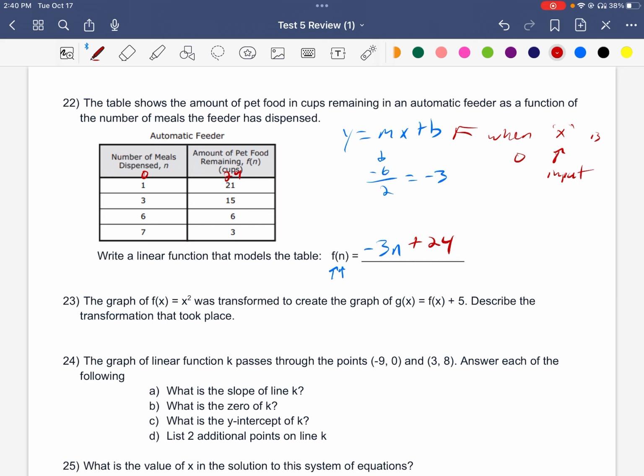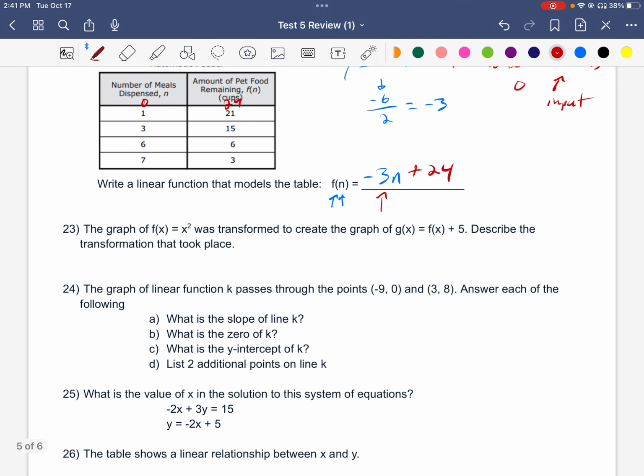So there are other ways you could have done it. You could have done it like the prior ones where you put in a point and solve for the y-intercept. But if the table is right there, you just need to go backwards 1. Instead of going -3, because our slope is -3, if we just need to go backwards the other way 1, let's go +3. I know it's going to be 24.